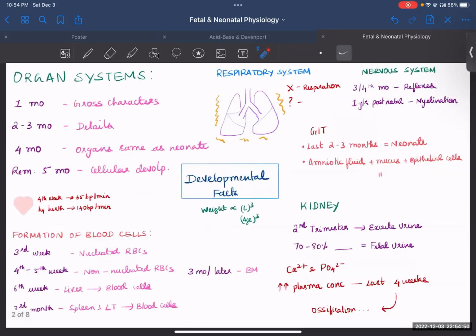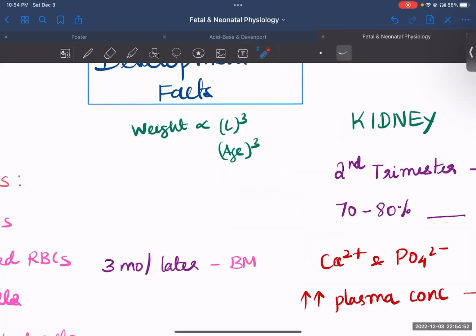The first fact I want you to remember is the weight is proportional to the cube of the length and the age of the baby. This is just a random fact I want you to remember. This is a revision video, so let's not get into the details of it. So simple as that, the weight of the baby is directly proportional to the cube of the length and cube of the age of the baby.